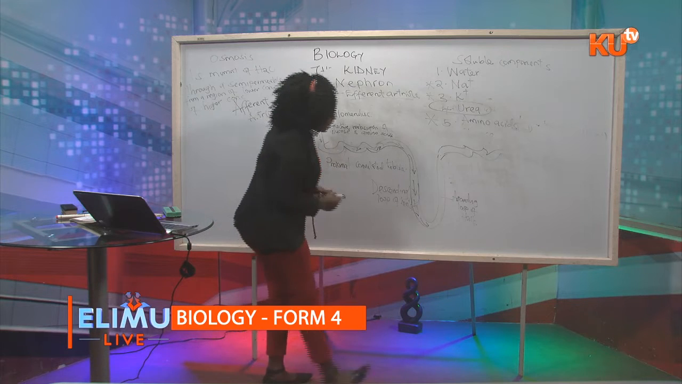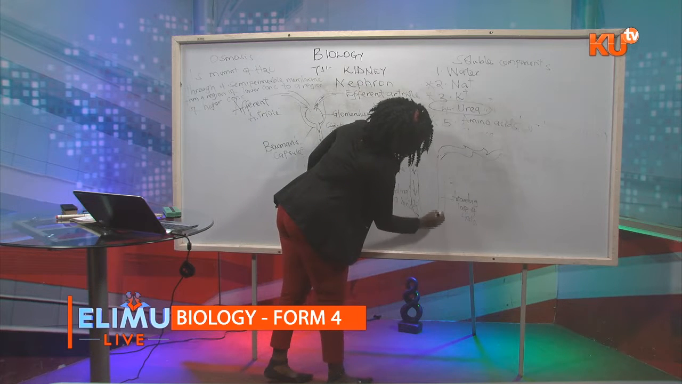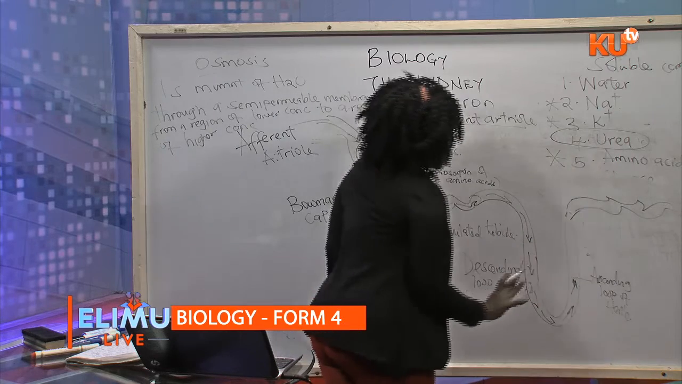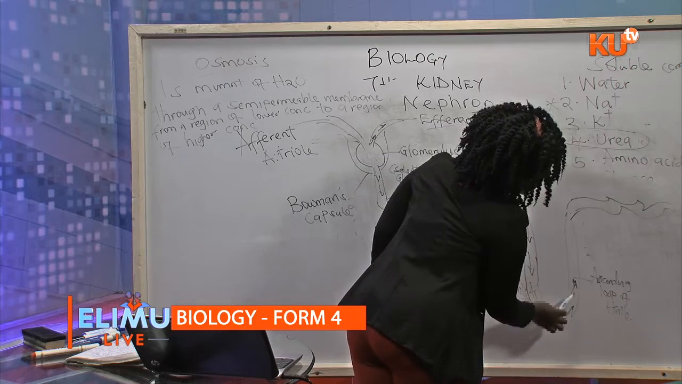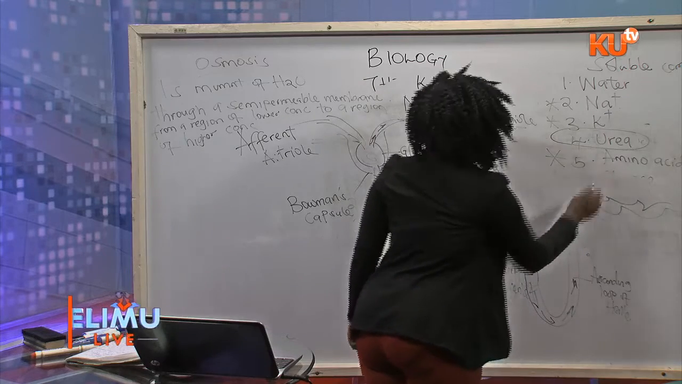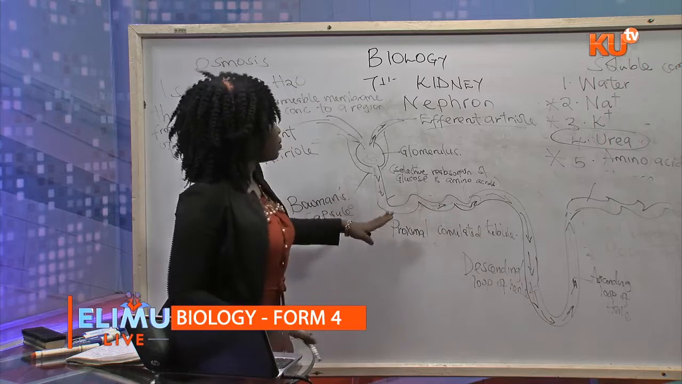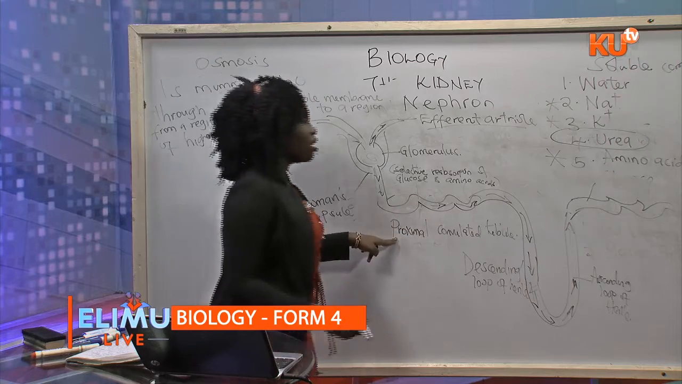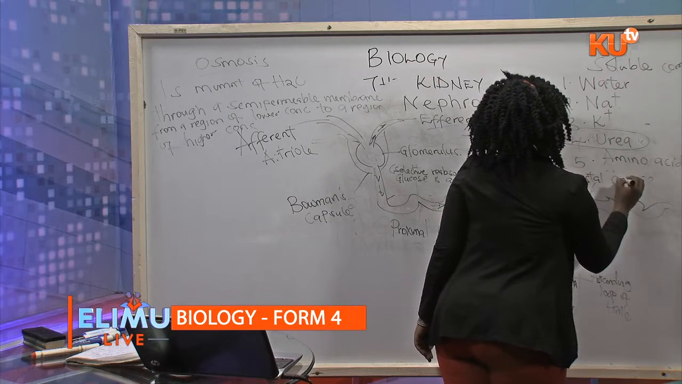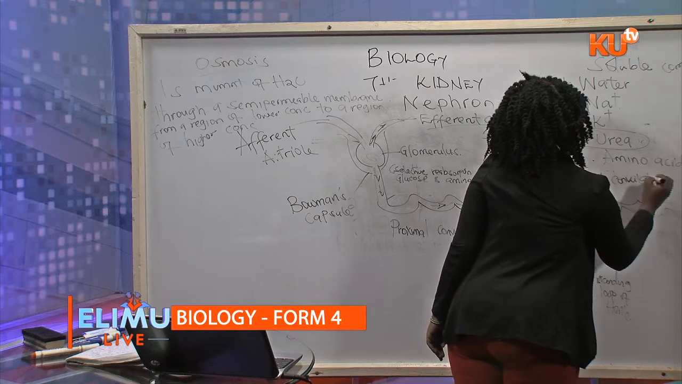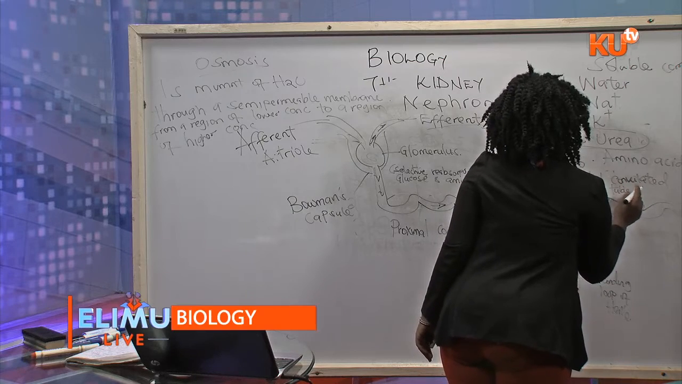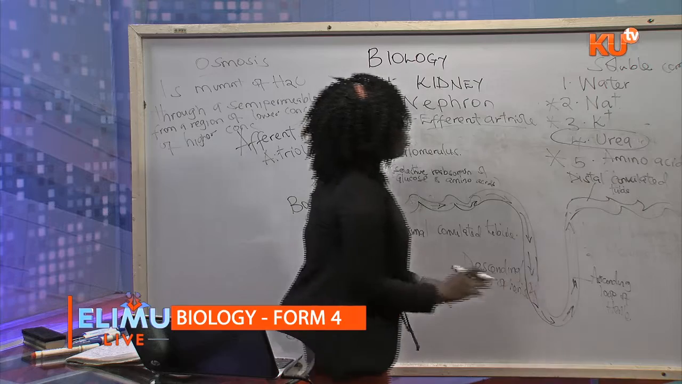So let's continue. In the ascending loop of Henle, after the water has been reabsorbed, of course not all of it is going to be reabsorbed, only a higher percentage. It goes into the ascending loop of Henle, and then into the distal convoluted tubule. Don't get confused, this is the proximal convoluted tubule, and then you also have the distal convoluted tubule.